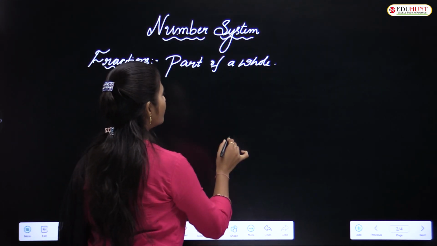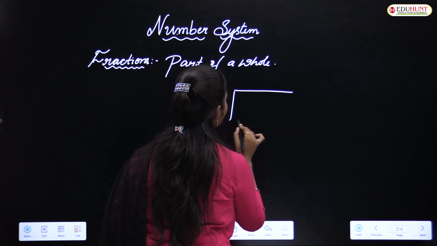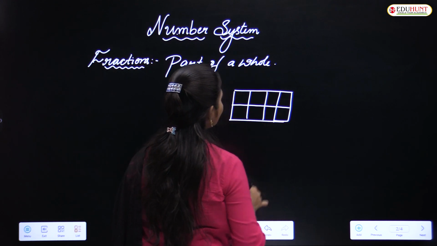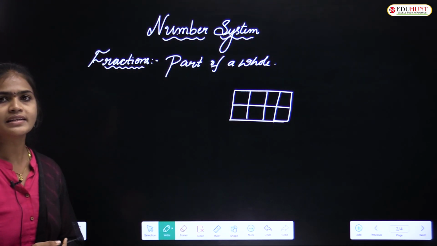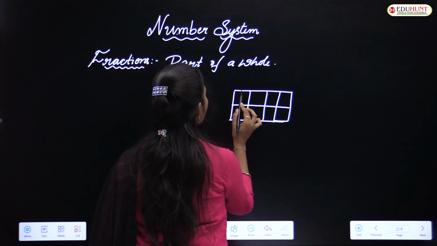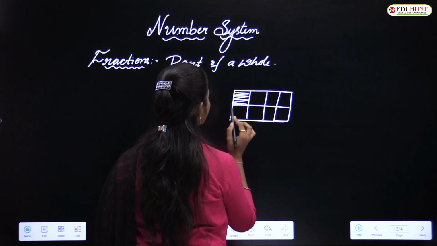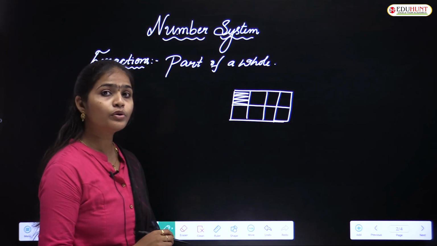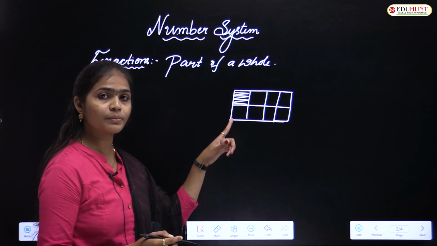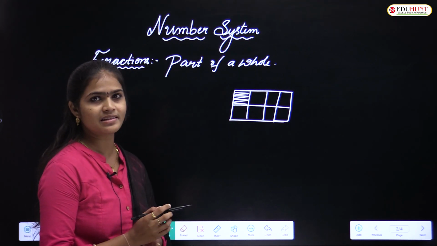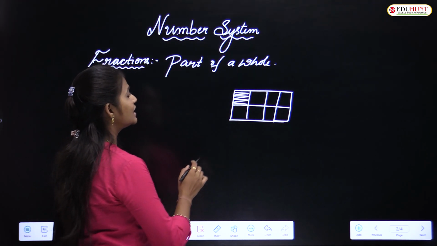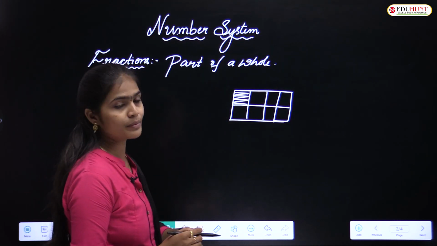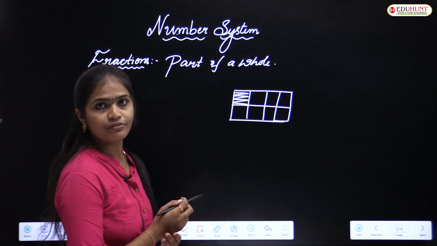Part of a whole means, for example, I take one rectangular sheet. I divided this into 8 equal pieces. Out of that, one of the pieces I shaded. How many pieces did I shade here? One piece, out of 8 pieces. Out of 8 pieces I shaded only one part. This type of representation we will see in fractions.